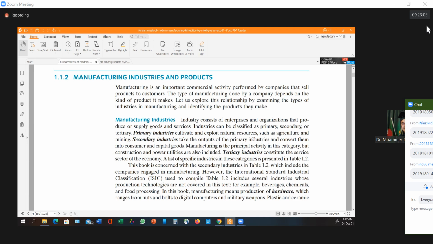What about secondary industries? They take the output from primary industries and convert it into consumer or capital goods. So secondary industries are dependent on the primary industries. They take the products that primary industries give and use them as raw material to make new products, either for consumers or capital goods, goods that are used in other industries. For example, the power sector and construction are examples.